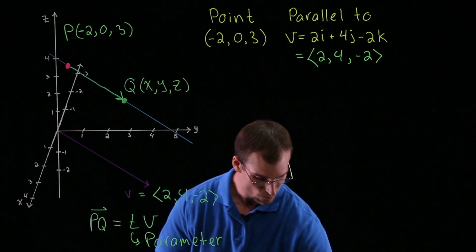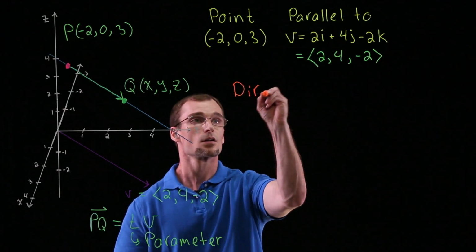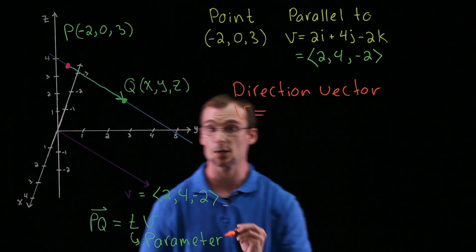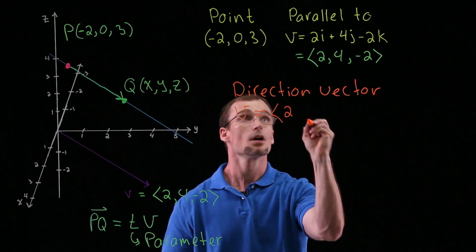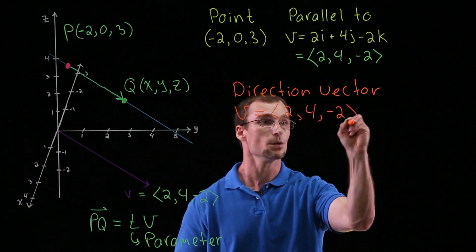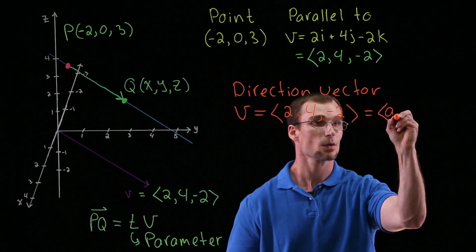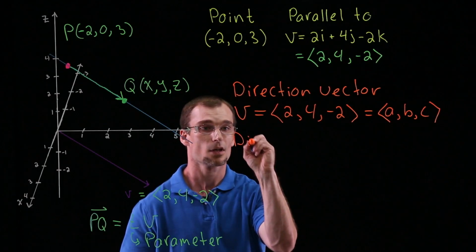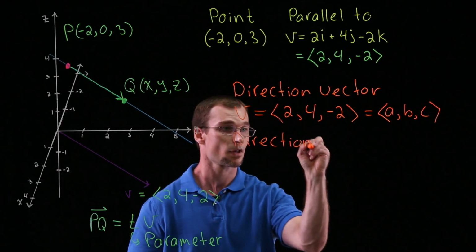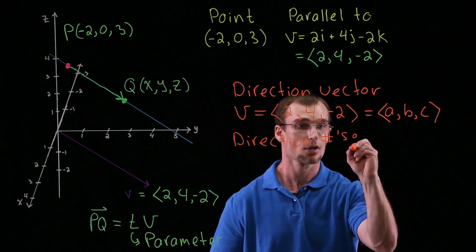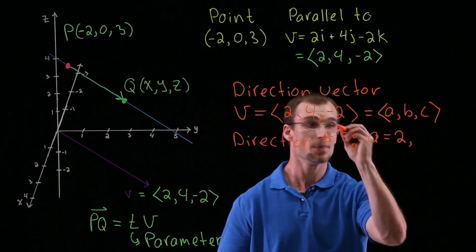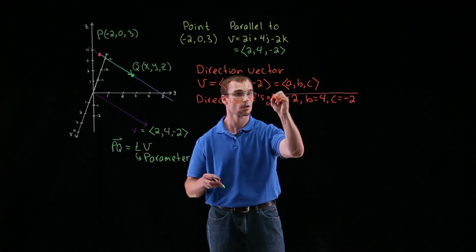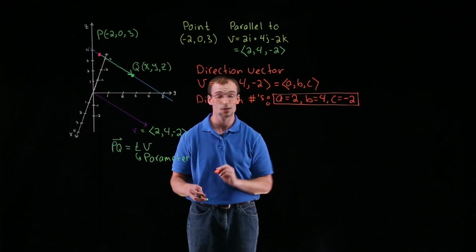So our direction numbers come from our direction vector, right, which is the vector parallel to the line we're looking for. So we have v is equal to the vector with components 2, 4, and -2. And generally, we can consider those components as a, b, and c, where the a, b, and c, the components of v, are our direction numbers. So we actually get the last part of the question out of the way first. So direction numbers are going to be a is equal to 2, b is equal to 4, and c equals -2. Okay, now we're going to be using those in just a second.